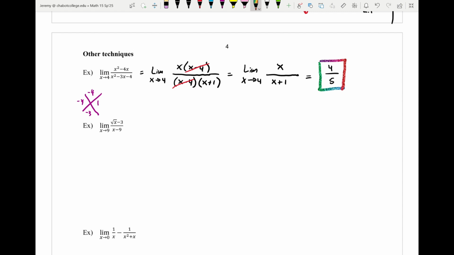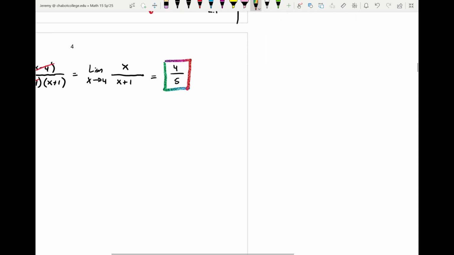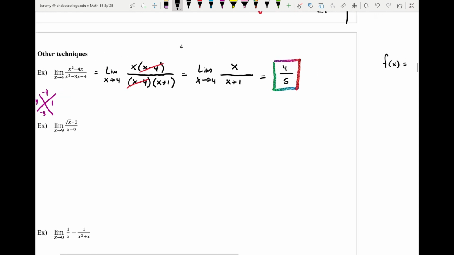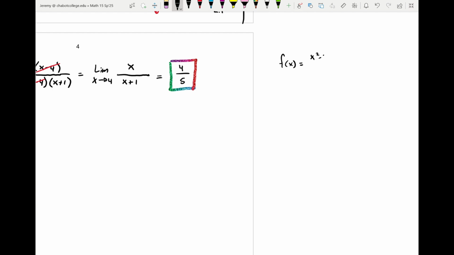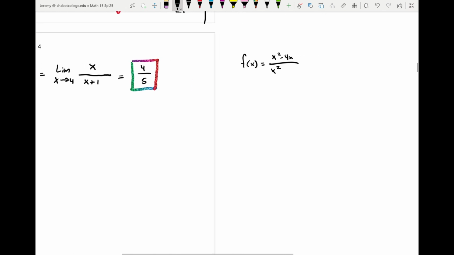So there's something interesting and important that's happening here that I want to explain graphically to you. Our original function was f of x equals (x squared minus 4x) over (x squared minus 3x minus 4).